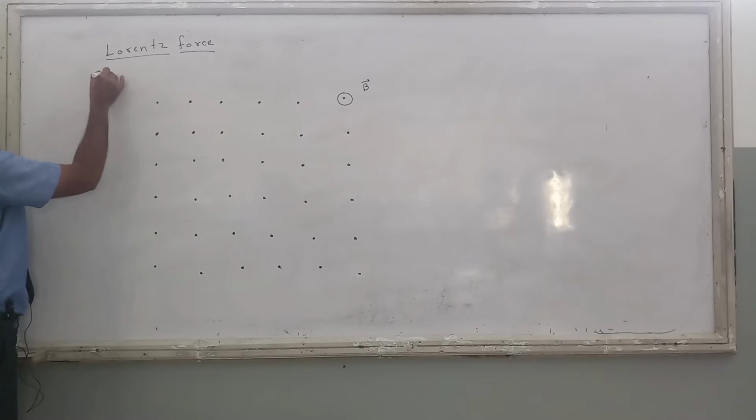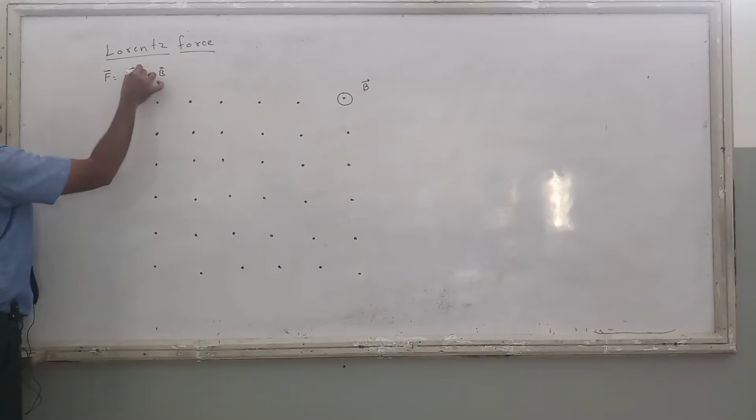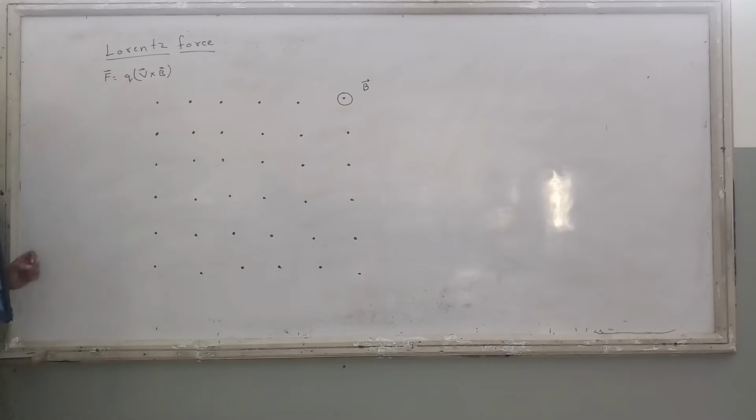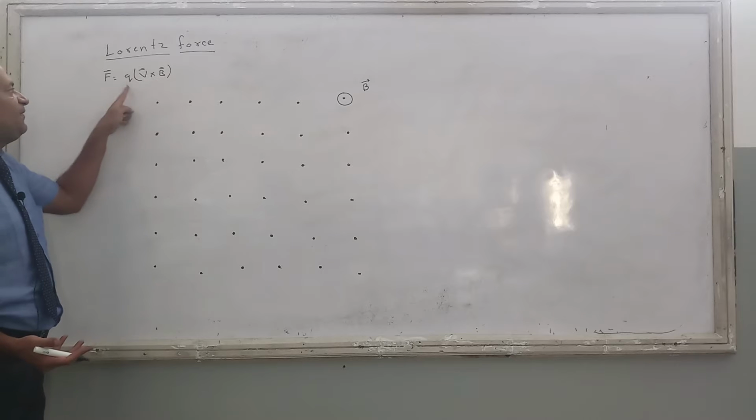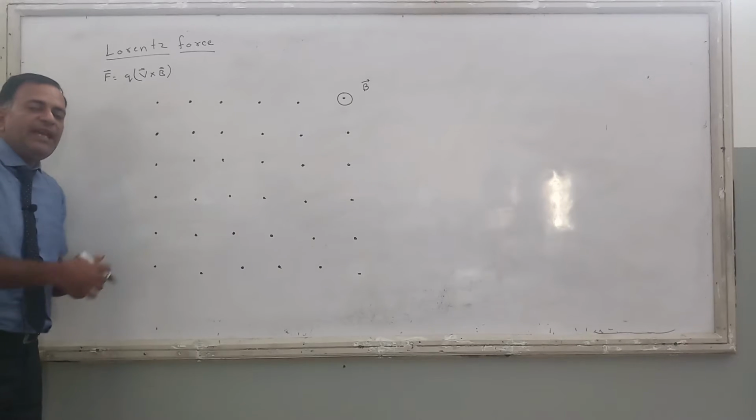First of all, it is a magnetic force that is applied on the particle, that is F = Q into V cross B. F is the force applied on the particle, V is the velocity of the particle, B is the magnetic field, and Q is its charge. And what is the radius?